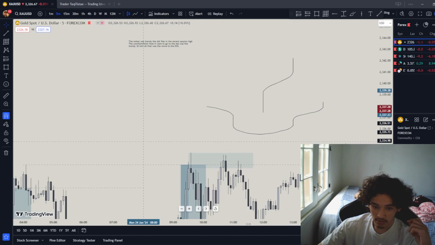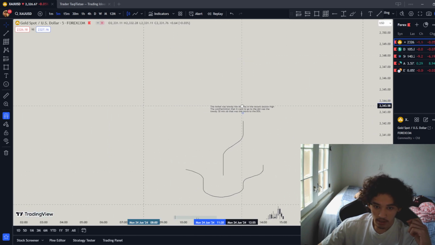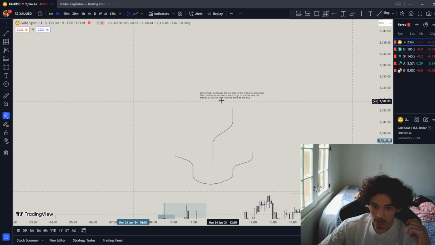What was the lesson of this trade? The lesson of this trade to me looks to be that the market was trending. The drawn liquidity was a recent session high. The confirmation that it wants to go to the drawn liquidity was the trendy 30-minute order block.